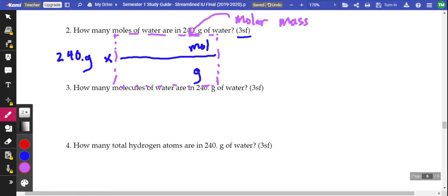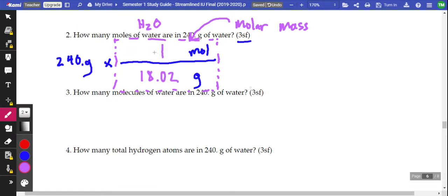So if I'm dealing with water, which is H2O, then I just have to look up the molar mass of 2 H's and 1 O and add them up. Each H is about 1.01 grams per mole. Each O is about 16 grams per mole. So in total, this should be 18.02 grams for every 1 mole. We love to be 1 with moles. So 1 for the moles, 18.02 grams down on the bottom.